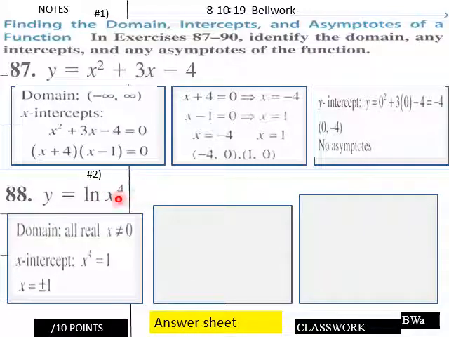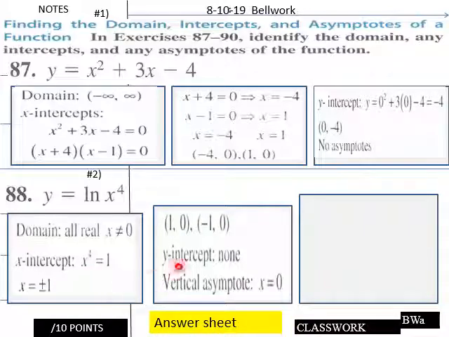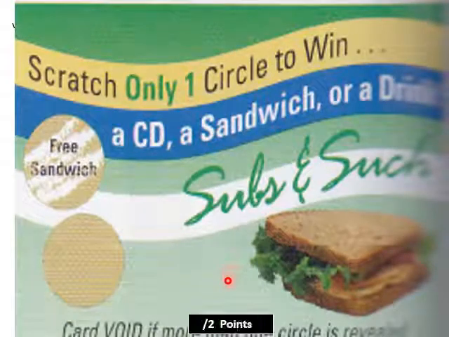And then for the second function, the domain is all reals except x cannot equal 0 in a log function. The x-intercept would be x equals 1, and x equals plus or minus 1 would be an x-intercept for that. And here it is in coordinate ordered pair form. The y-intercept is none. The vertical asymptote will be x equals 0.